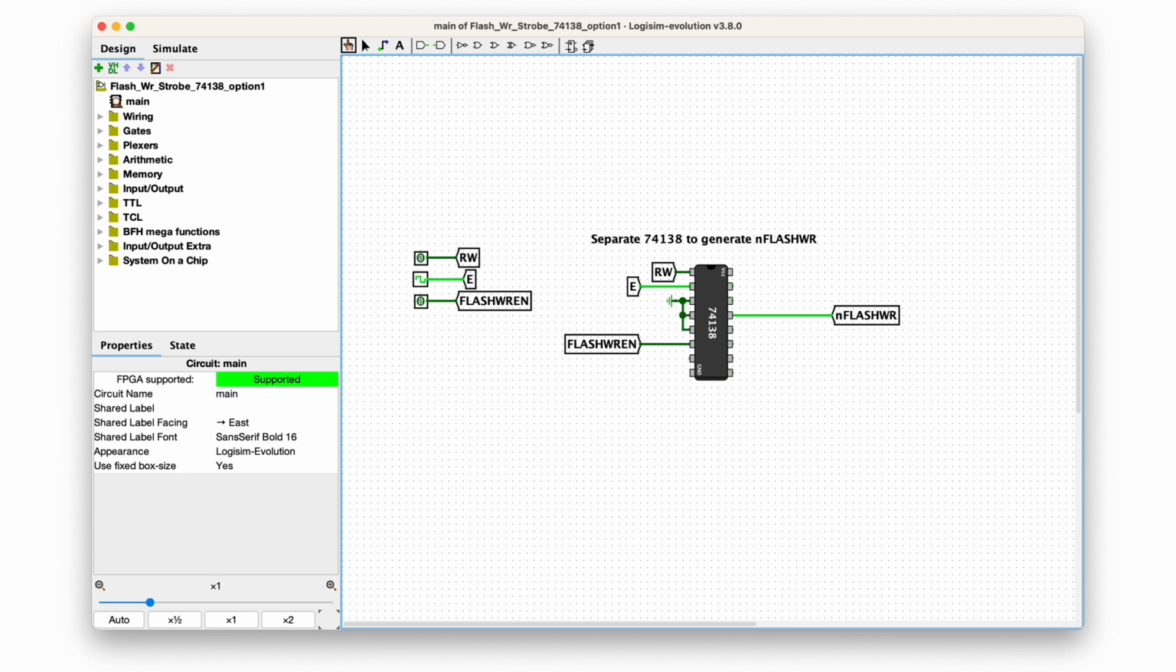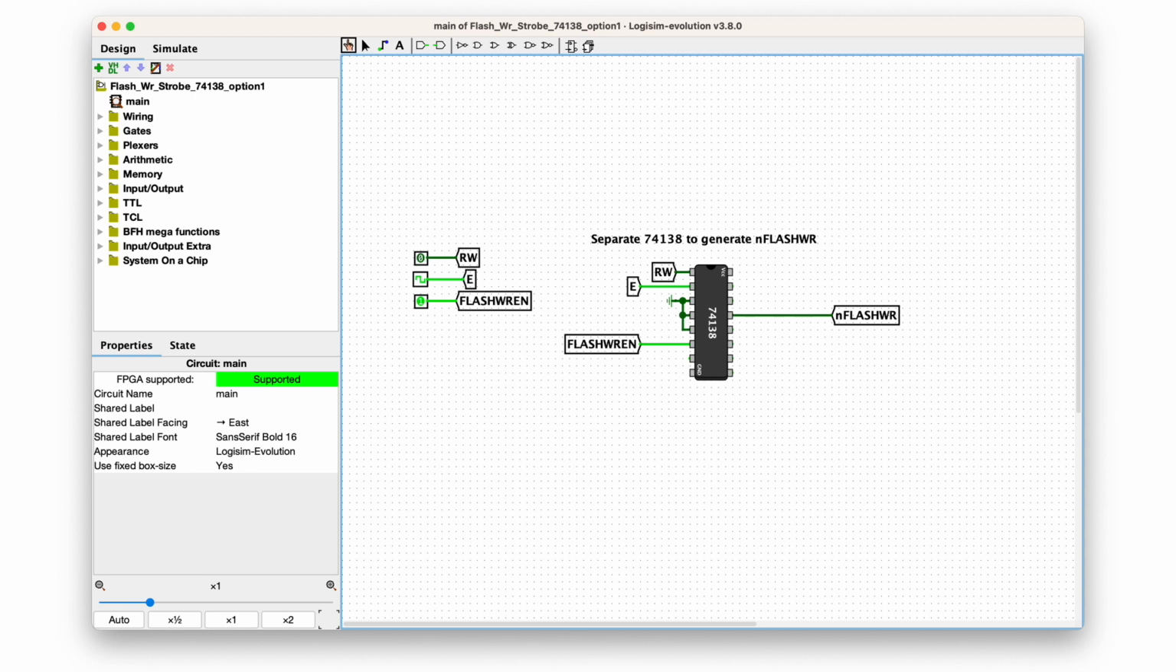In this case, the flash write enable signal would be connected to the active high enable input of the 74138, which then has the effect of gating the flash write strobe. As you can see, despite E being high and the read write being low, the flash write strobe is still deasserted because the flash write enable signal is low. But if the flash write enable signal were to go high, then the flash write strobe would assert along with the standard write strobe.